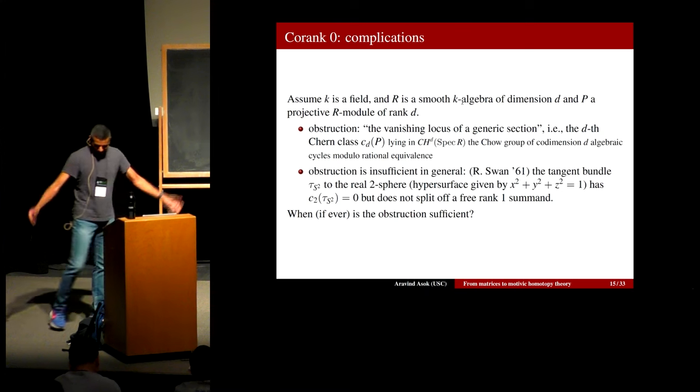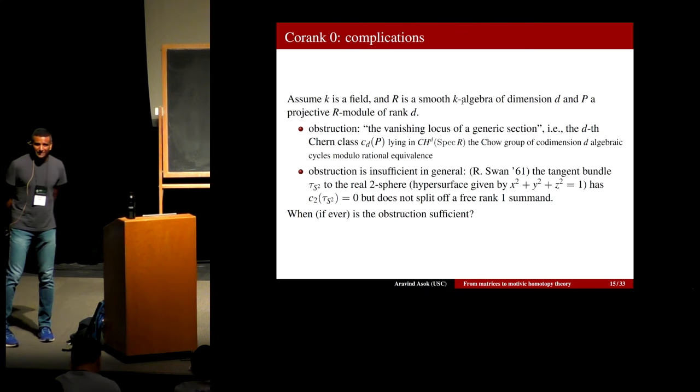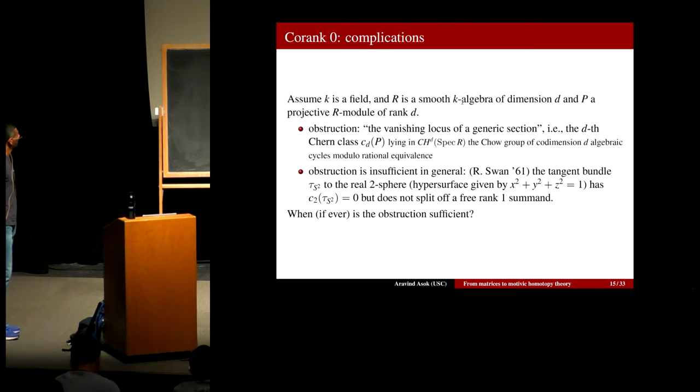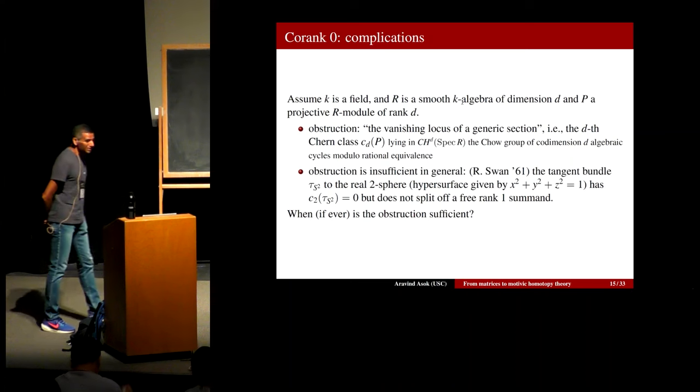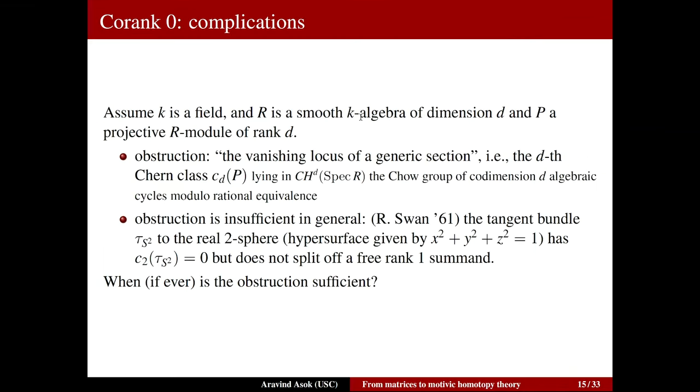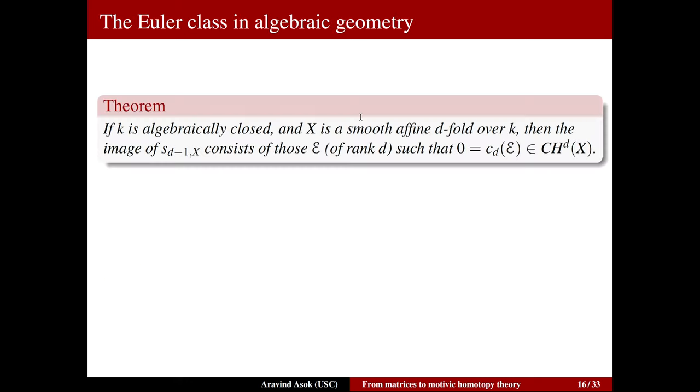So this changes the problem a little bit. We already see the situation is different in algebra than it is in topology. When, if ever, is this obstruction sufficient? And maybe the first thing you will notice here is that I talked about the real two-sphere, and the fact that we don't have a splitting depends on the topology of the real points. And maybe one of the first things you know about the real numbers is that it's not algebraically closed, because you don't have a square root of minus one. So maybe that's a hint.